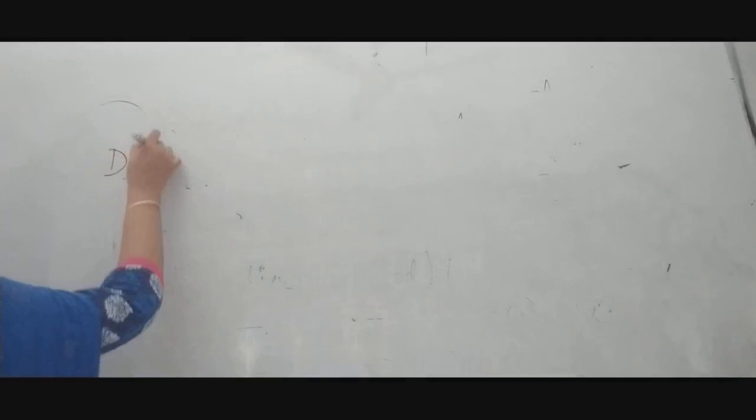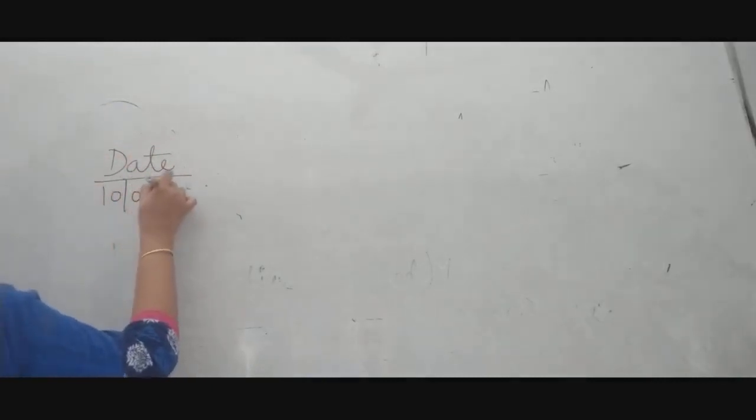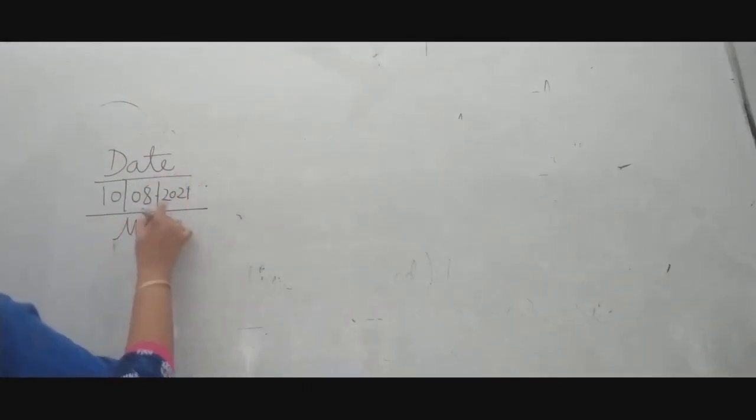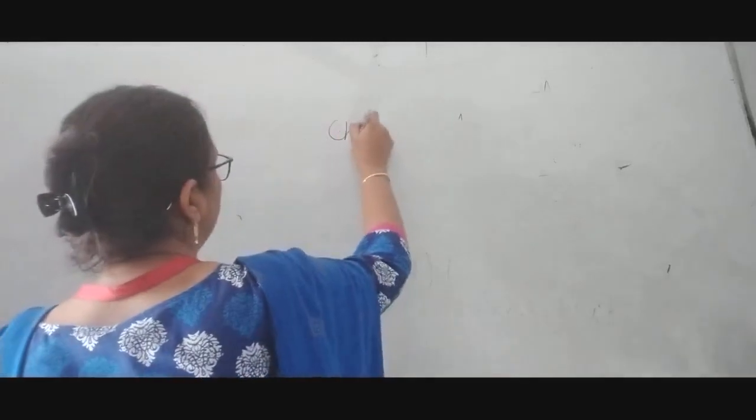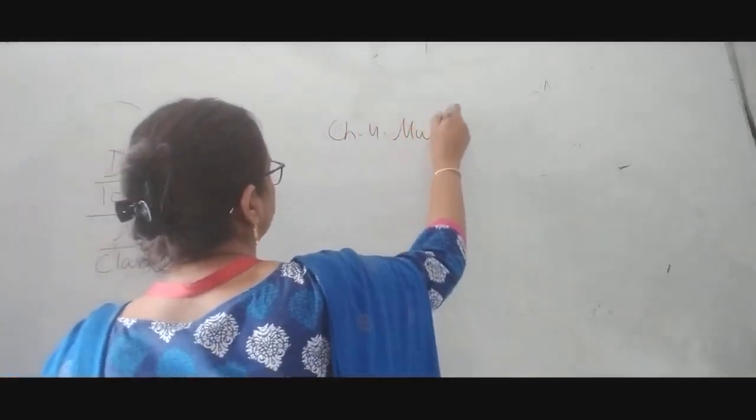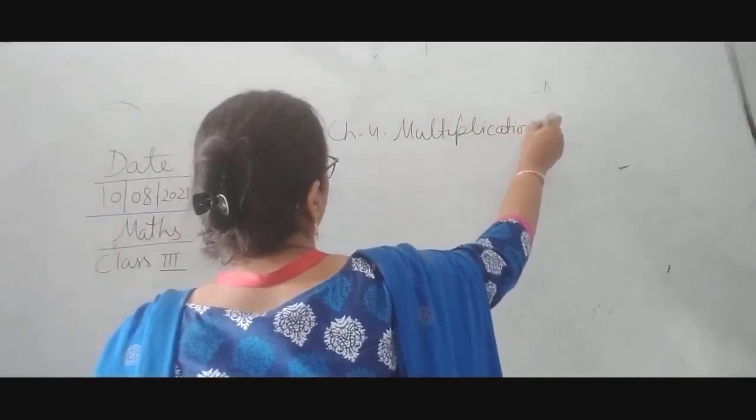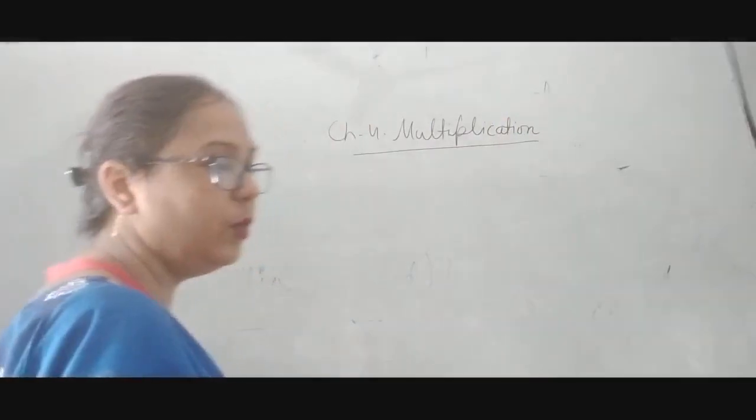So let's start, children. Today is 10th August 2021. This is your maths class, class 3. Chapter 4, we are doing multiplication. Okay children, and we are doing exercise number 4.9.